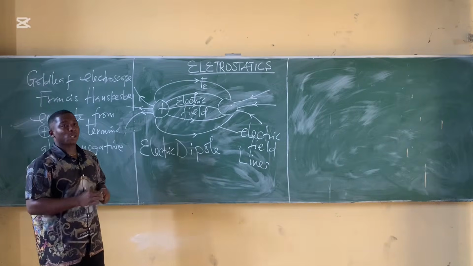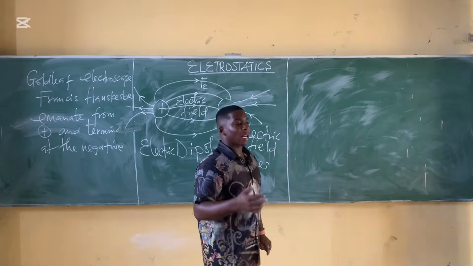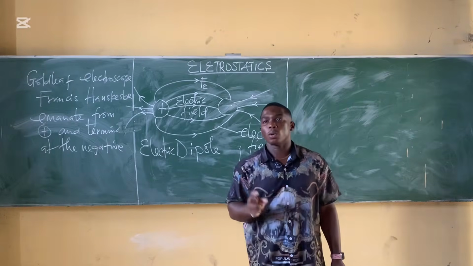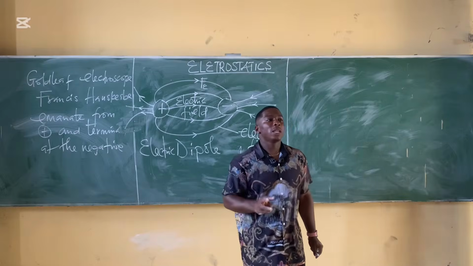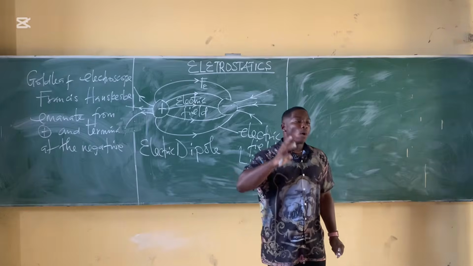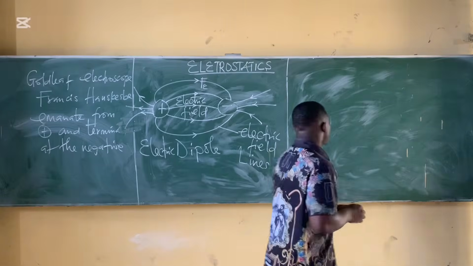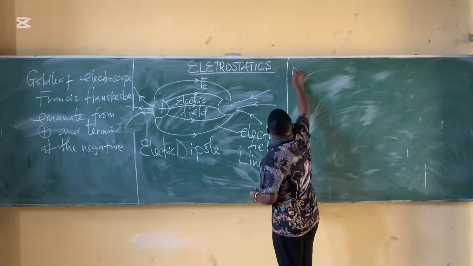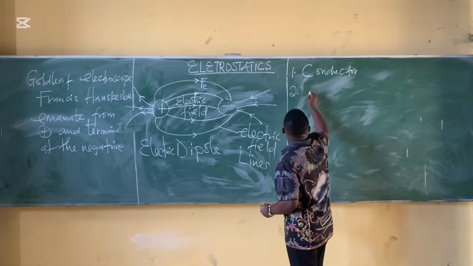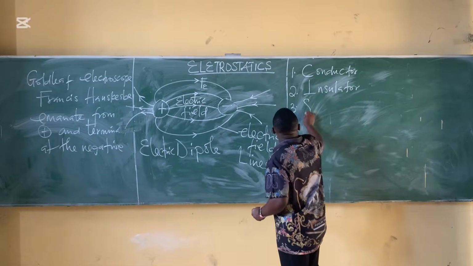If we understand to this point, let's look at electric materials. There are three electric materials. Number one, conductor. Number two, insulator. Number three, semiconductor. This is an important aspect of exams. Number one, conductor. What is a conductor?